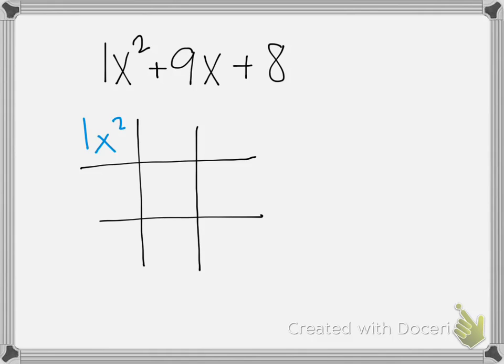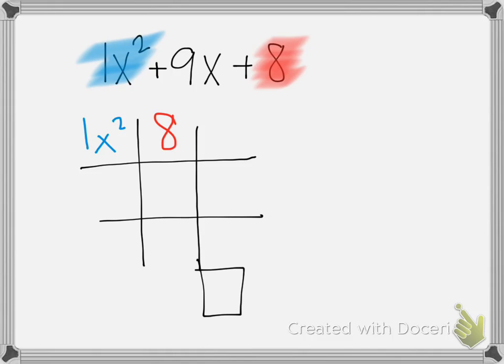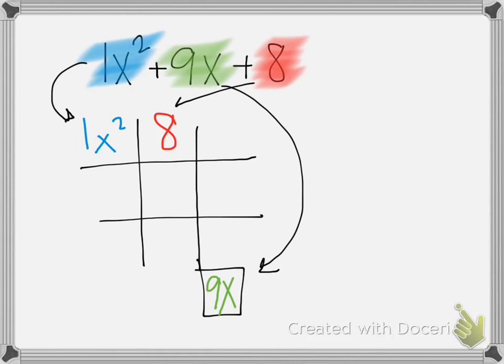So you go ahead and you put your first term into your first box. And then you put your last term into your next box. So you have your first and last term taken care of. Then you take your middle term and you have to draw a little box down here, and our middle term goes right there into that little box. So now we've taken our middle term, put it here, our first term here, and then our last term here.